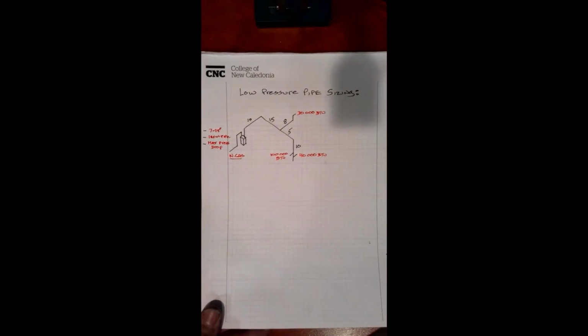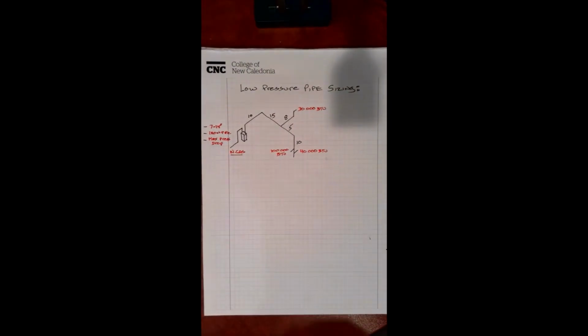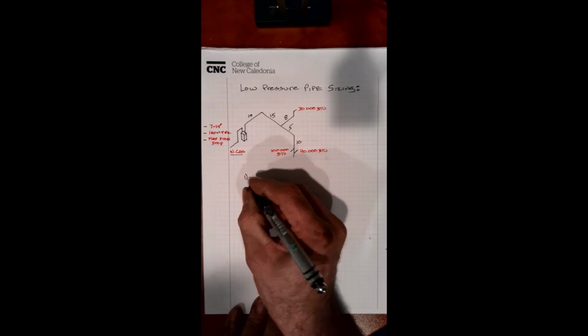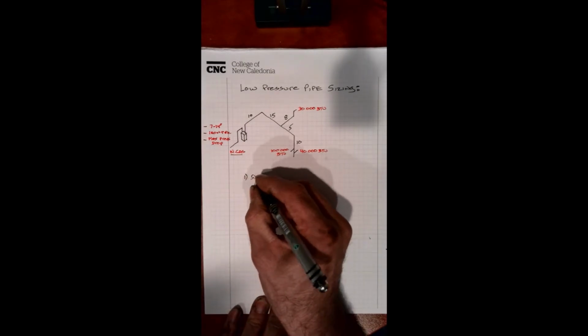The first thing you want to do when it comes to sizing a low pressure system is you want to have a sketch of your system. It's a 9-step process, and making a sketch is step 1. So we can go ahead and write this down here. The first one, sketch system.